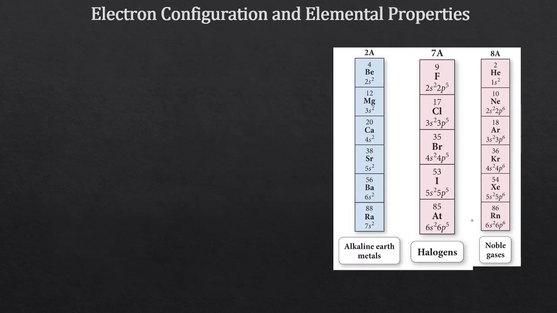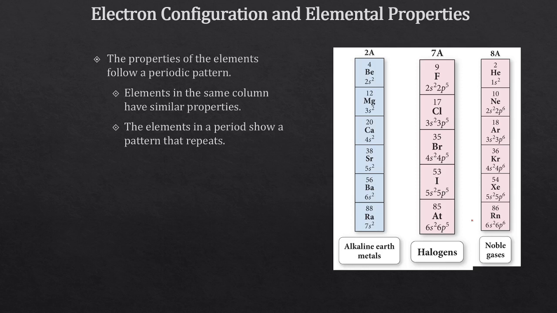So let's talk about some of these and how electron configuration is going to relate to elemental properties. The properties of elements follow a periodic pattern. So elements in the same column have similar properties. This means that the elements in a period show a pattern that repeats. So if you go to period 2, it's going to go group 1, group 2, group 3, going left to right. Then you go to period 3, down below it. It's going to do the same idea.